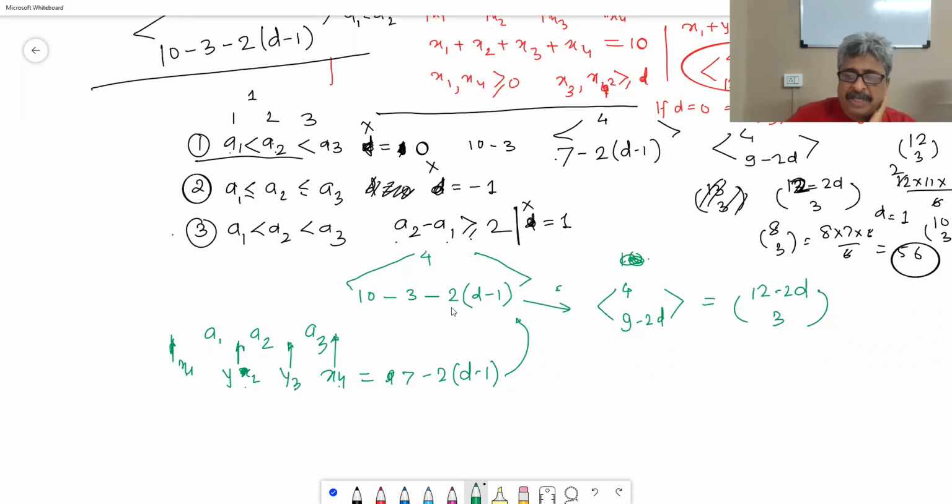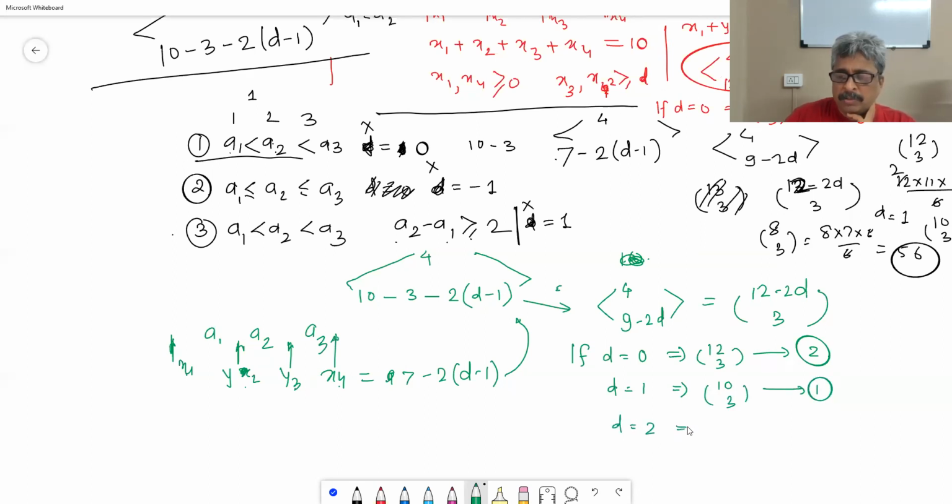Now if d is equal to 0, the answer is 12 choose 3. That was our problem number 2. If d is equal to 1, the answer was 10 choose 3. That was our problem number 1. And if d is equal to 2, the answer was 8 choose 3. That was our problem number 3.